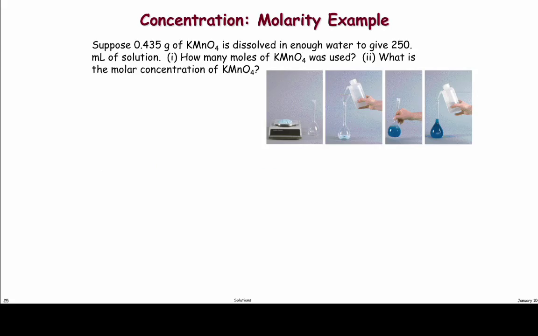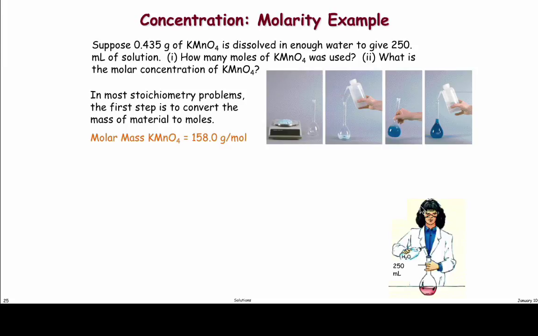So the rest of this talks about concentration calculation. You can go through this or through your books and read about it. Here we have 0.435 grams of potassium permanganate, and it's dissolved in enough water to give 250 mils. How many moles are in 0.435 grams of potassium permanganate? First calculate the moles and then divide by the volume in liters.